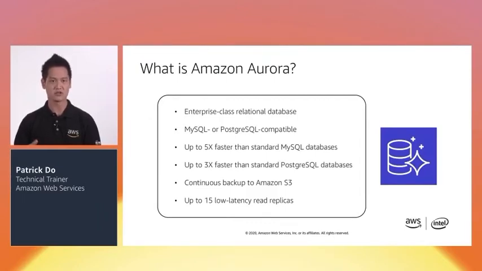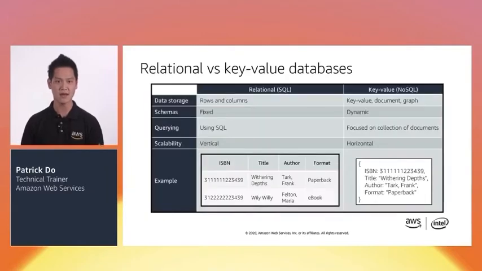Amazon Aurora features a distributed, fault-tolerant, self-healing storage system that automatically scales up to 64 terabytes per database instance. It delivers high performance and availability with up to 15 low-latency read replicas, point-in-time recovery, nearly continuous backup to Amazon S3, and replication across 3 availability zones.